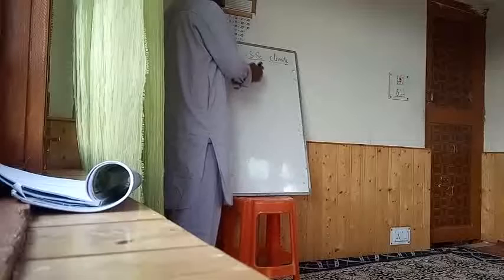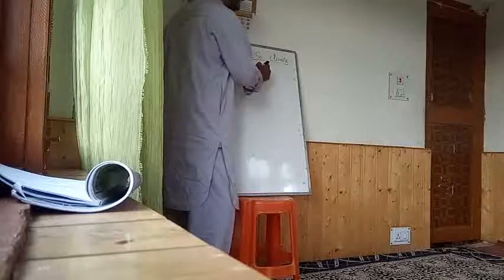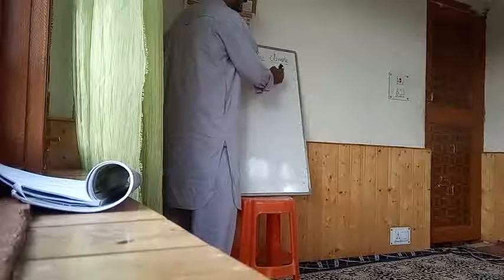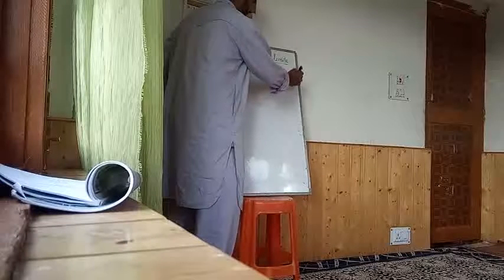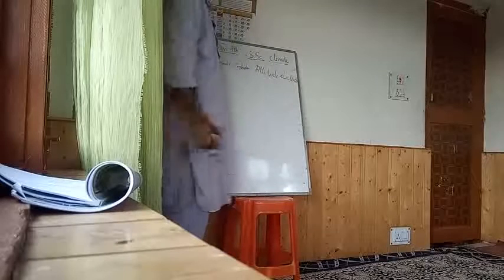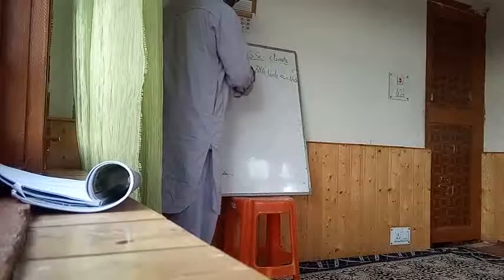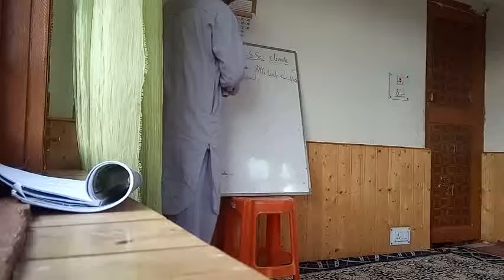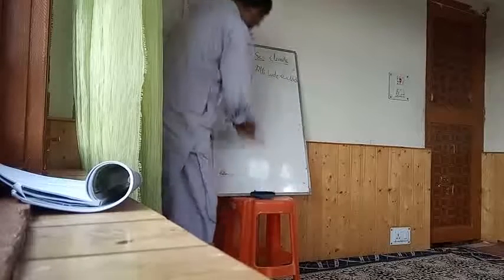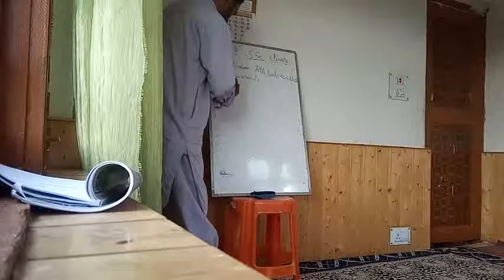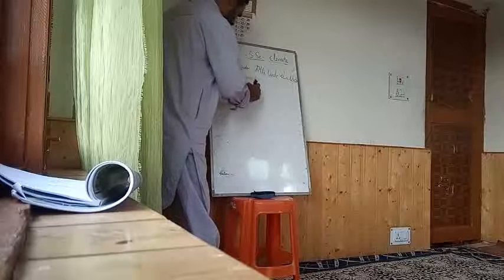Climatic control. Yesterday we discussed altitude and latitude. Now today we will discuss pressure and wind. Number one, pressure and wind. Number two is distance from sea.